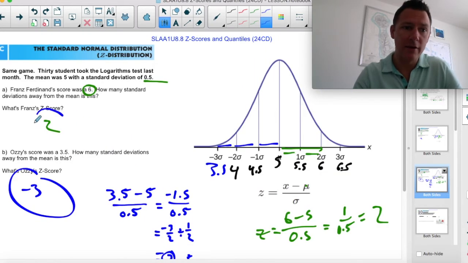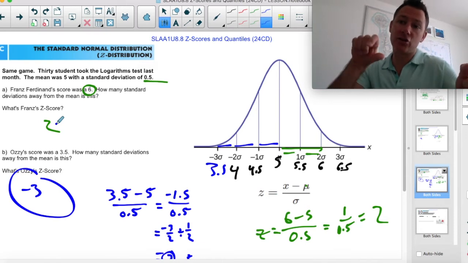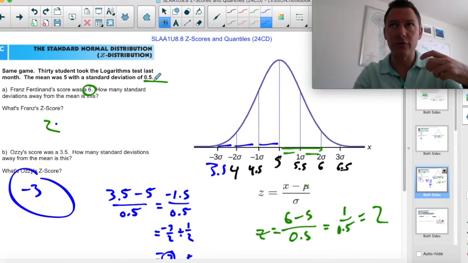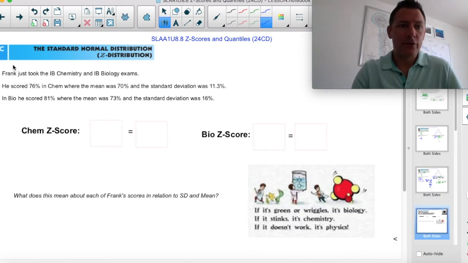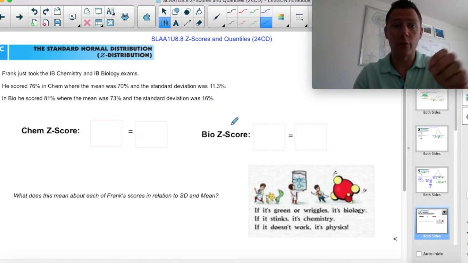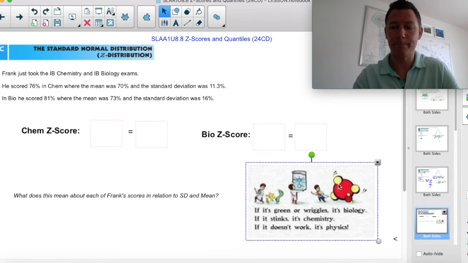Again, Franz is doing better because it's a higher z-score. So he's more standard deviations above the mean. And this is a nice way to connect different data sets. Going back to Frank doing a chem and a bio test, this is the same standard deviation. What I'd like you to do is find his z-score for both chem and bio. Pause me and try that.